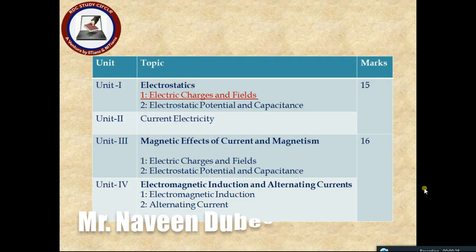The first unit is electrostatics, and there are two chapters in this unit. The first one is electric charges and fields, and the second one is electrostatic potential and capacitance. And unit 2 is current electricity, and the weightage for unit 1 and unit 2 is 15 marks.